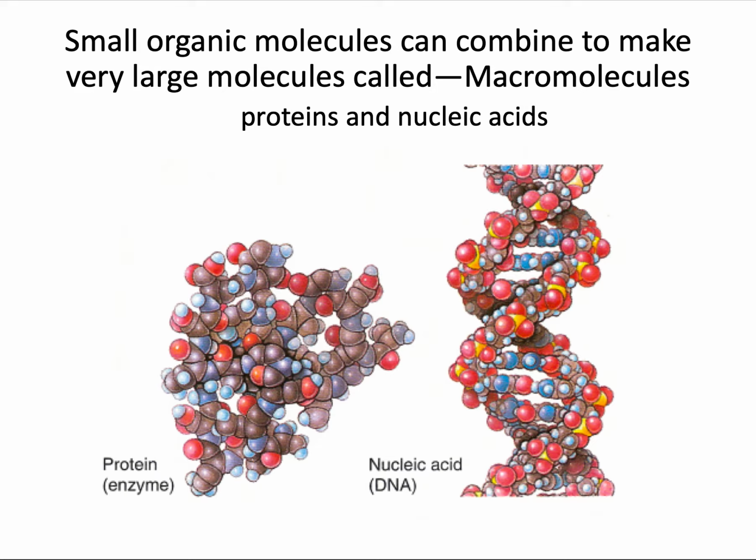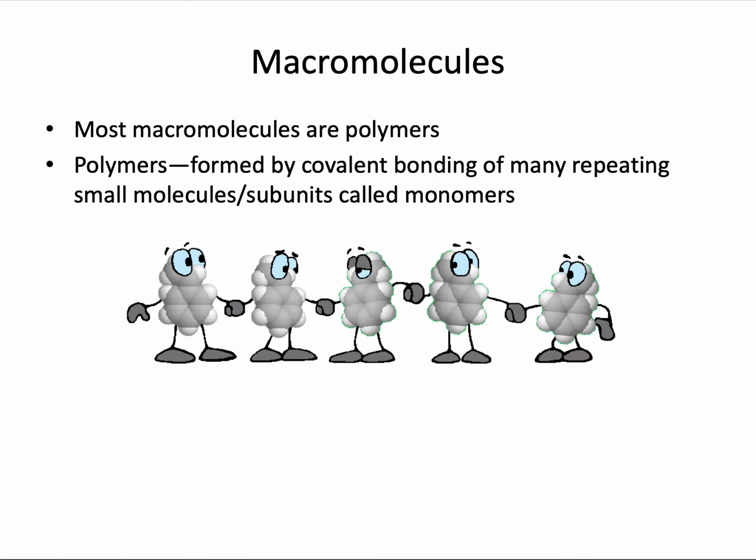Molecules that we classify as organic molecules may also combine to form very large molecules, which we call macromolecules. Examples of these macromolecules are carbohydrates, lipids, proteins, nucleic acids, and the like. For macromolecules to exist, there have to be several smaller molecules called monomers. These monomers have to combine by covalent bonding, so you have repeated covalent bonding.